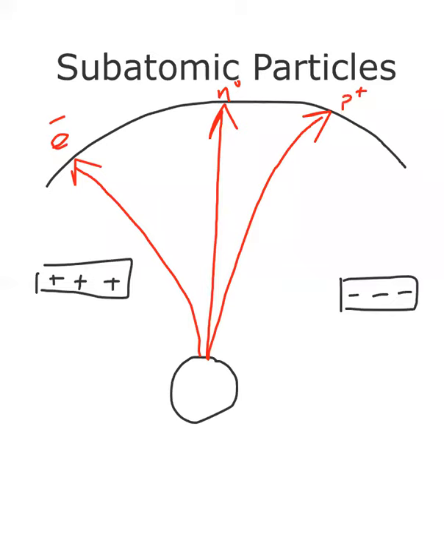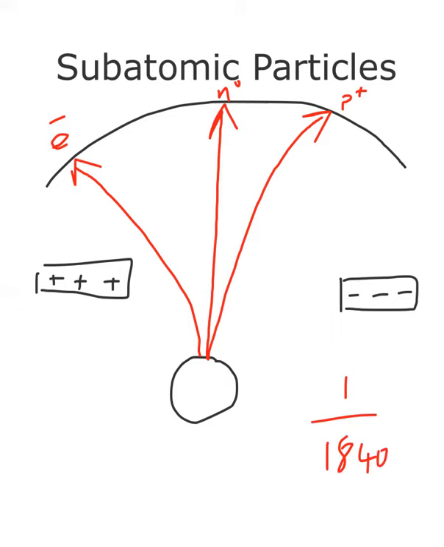Now we'll go in detail into the subatomic particles. So there are protons, neutrons, and electrons. Protons have a mass of approximately 1 AMU, atomic mass unit. Neutrons also have a mass of 1 AMU, whereas electrons have a mass of 1 upon 1840 atomic mass unit. So that's a nearly negligible mass.